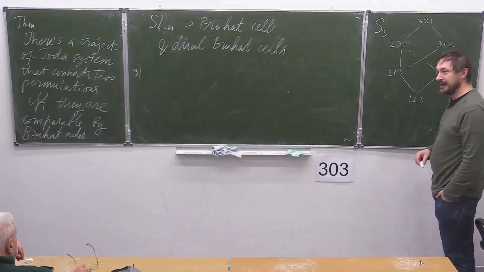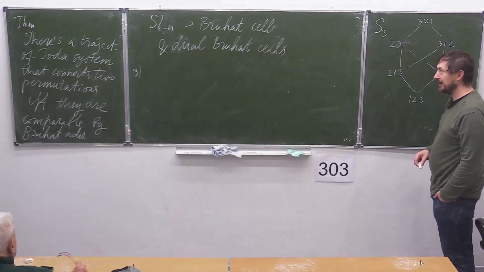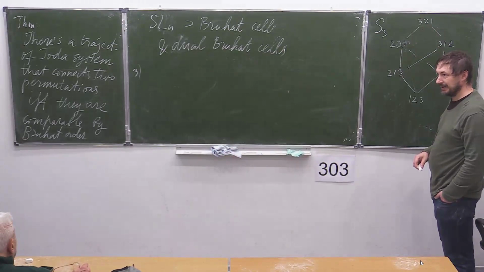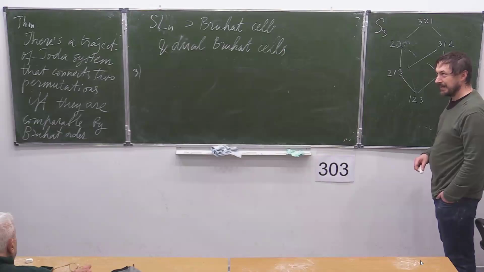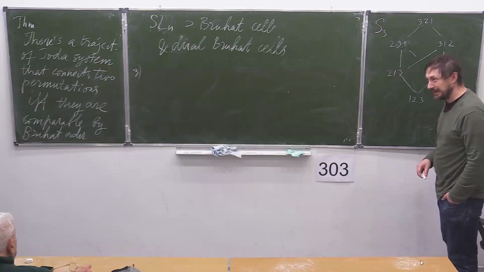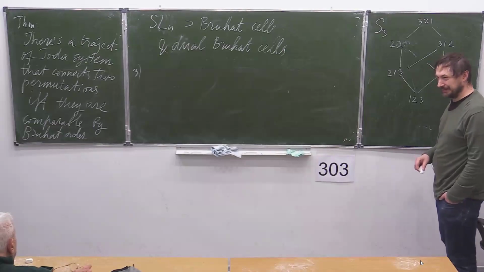As far as I remember, these Bruhat cells and dual Bruhat cells, they exist explicitly as the leaves of the dressing transformation. I actually doubt this a little bit.